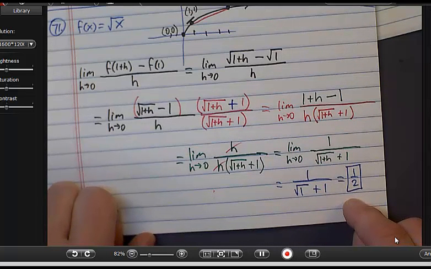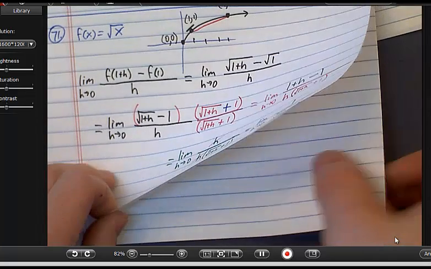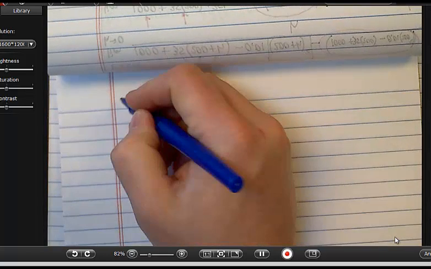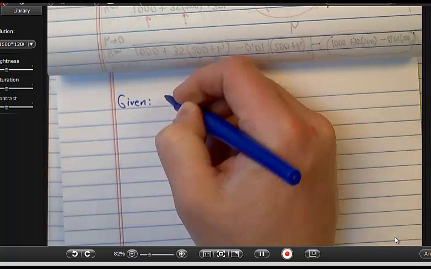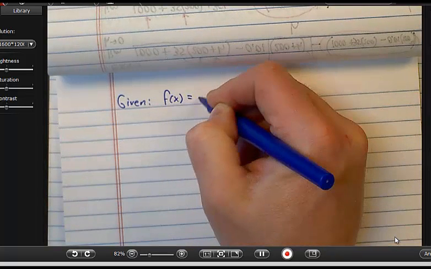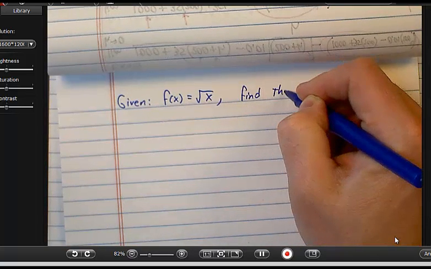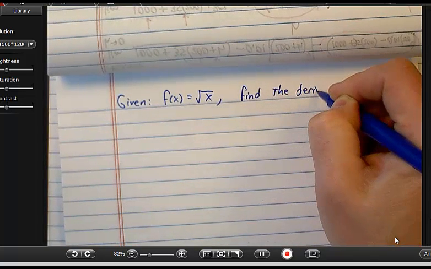Remember, the derivative is really a function. Let me show you. And this is what section 4 is really about. So let's suppose I'm given that square root function, since I'm thinking about it, and I want to find the derivative.